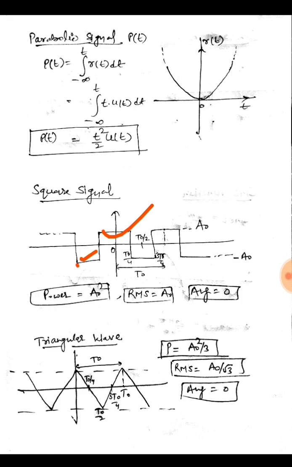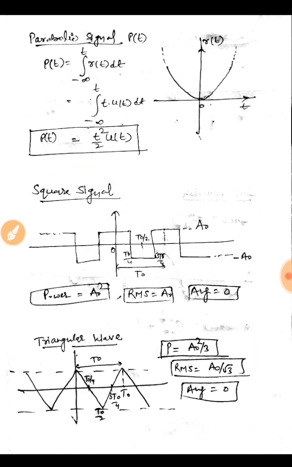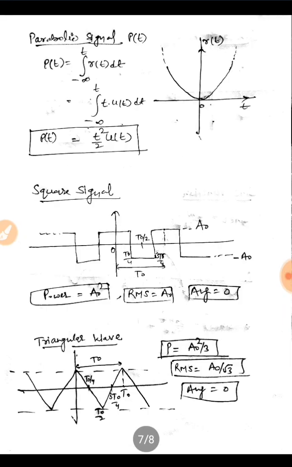Now the triangular wave. We can have a triangular wave which looks like this, having a time period of t naught. Again, you can always calculate the power of this signal because it is the mean square value of this function. It comes out to be a naught square by 3. The RMS value would come out to be the square root of a naught square by 3, so it would be a naught by root 3, and the average will again be 0 because half of the part is above the x-axis and half of the part is below the x-axis. So this is how the average of this signal comes out to be 0. This is the triangular function.